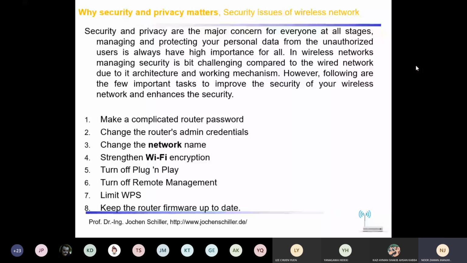Security and privacy are a major concern for everyone at all stages, managing and protecting personal data from unauthorized users, and it is highly important for all. In a wireless network, managing security is a bit challenging. Why a bit challenging? There are so many reasons, which is what we discuss right now.